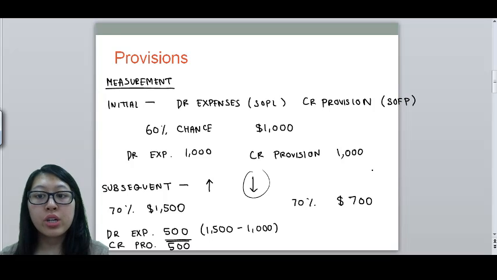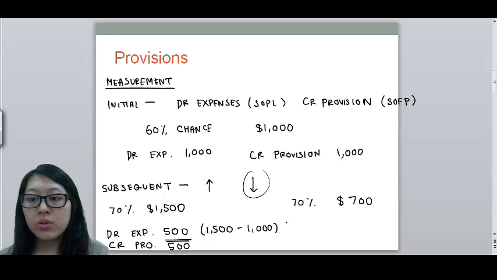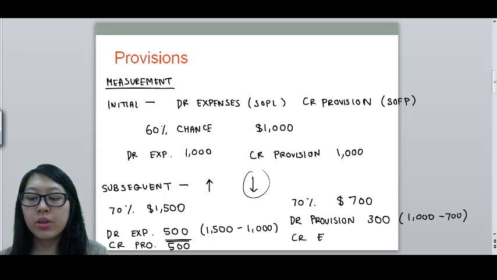So what do I do with my current provision? I simply just need to debit the amount. Okay, I need to reduce my liability. So I'm going to debit my provision with 300. How did I get 300? 1,000 minus 700. And then I need to credit my expenses, 300.